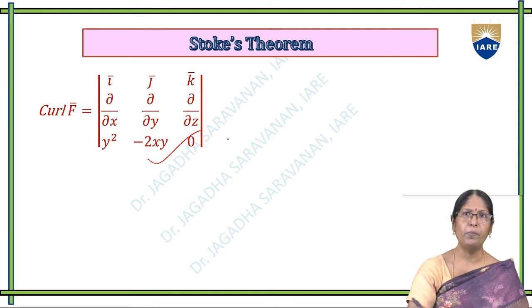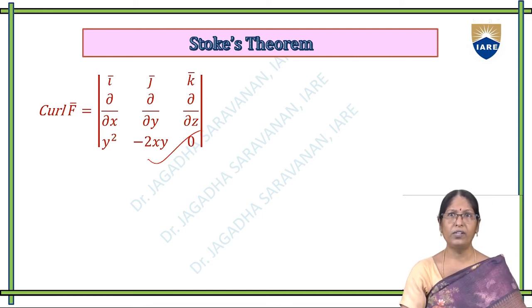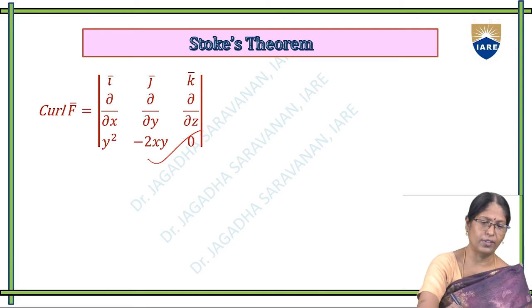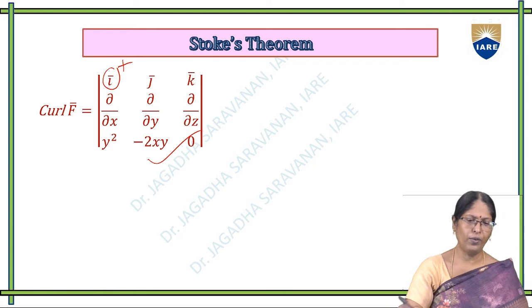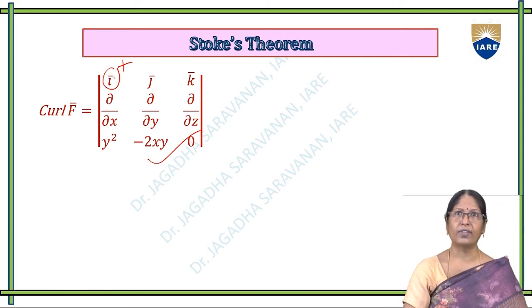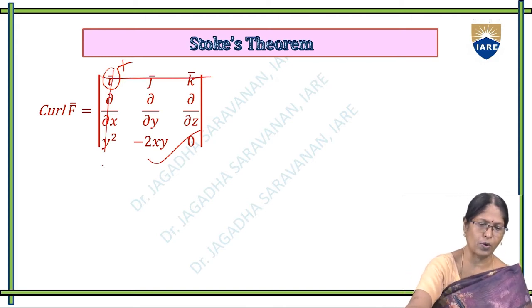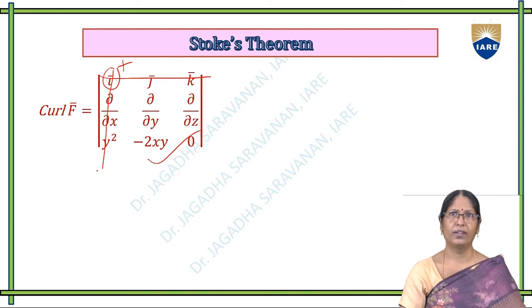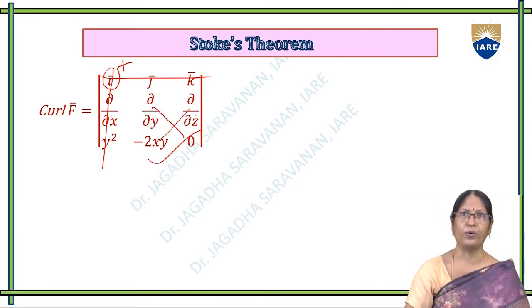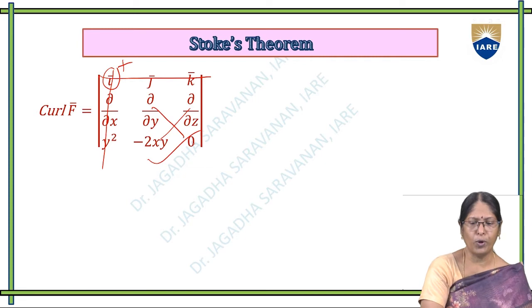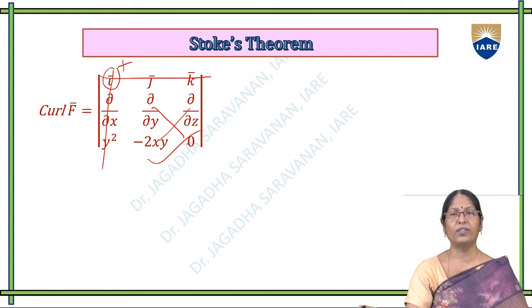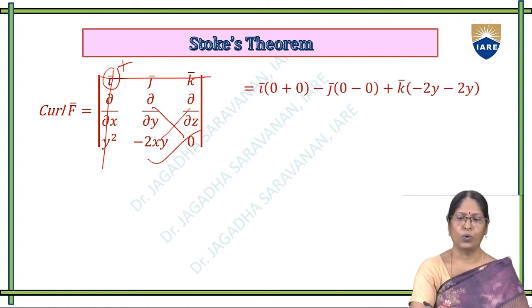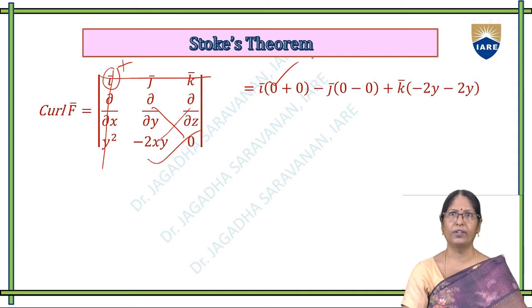So this determinant we have to find. First, this position has a positive sign. When we concentrate on this i position, we neglect its row and column and do the cross product. So del by del y of 0: here there is no y term at all, so that is 0. So here the value 0 we got.